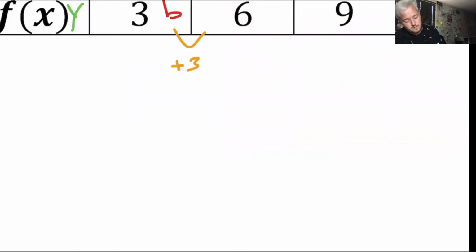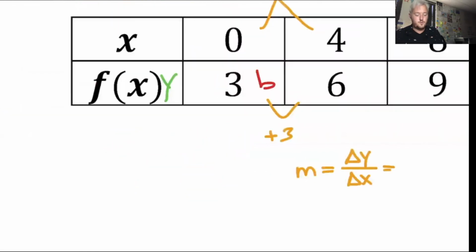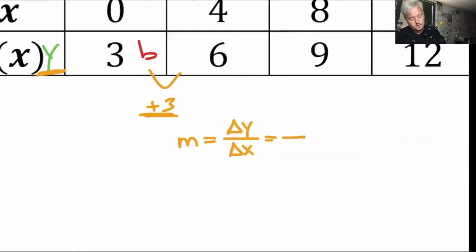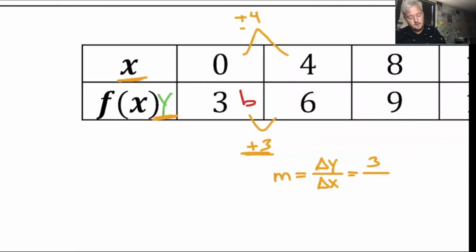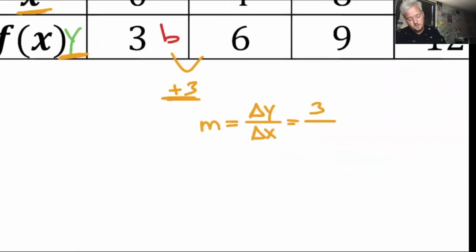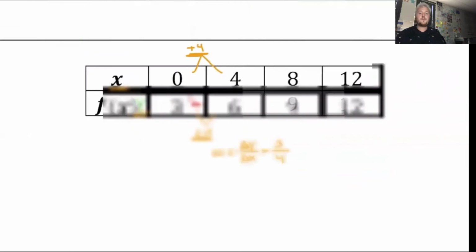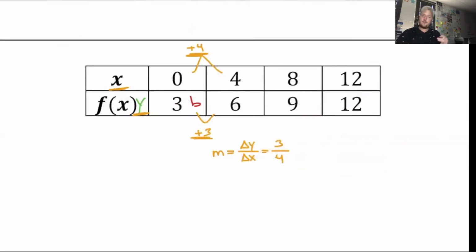So my slope here is delta y over delta x, which is change in y over change in x. My change in y is going to be my 3, whereas my change in x is going to be my 4. Please be careful that you're double checking to make sure it's y over x. I've seen so many people write 4 over 3 here just because they're not paying attention.